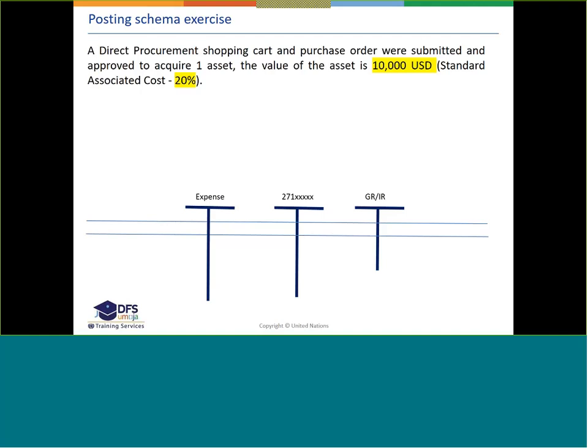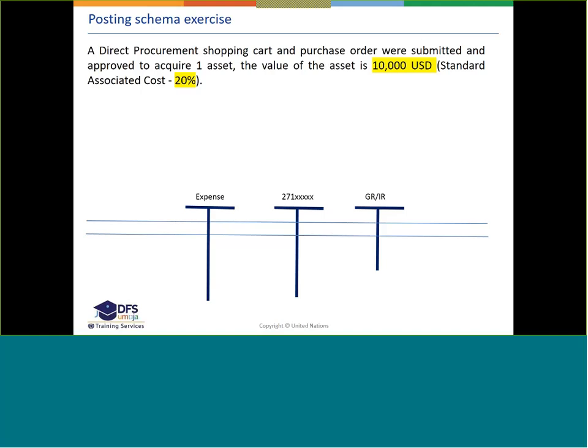Now remember as well that, as we explained on Monday, when we are acquiring equipment, or in this case even fixed assets, there is a concept of the associated costs, which we are not recording as actuals, but we are recording a standard associated cost. For inventory items in peacekeeping, this percentage was 8%, if you remember. For fixed assets, it's 20%. So what would be the posting schema?